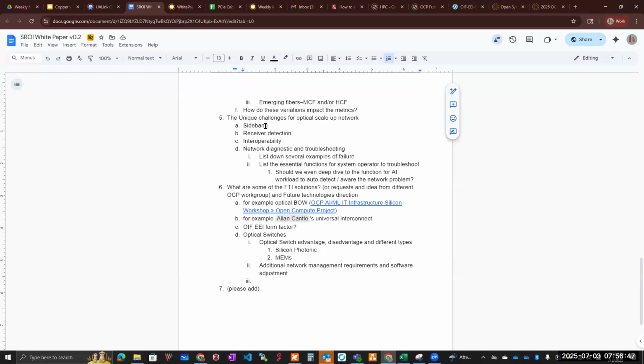For example, how the sideband is supposed to go, the receiver detection, that with copper is probably easier to do. Interoperability, that... Sorry, Bobby, why are you specifically talking about sideband if, looking at the mainstream scale-up protocols, they're already not using sideband? That's only unique to PCIe, right? Yeah, that's a good point.